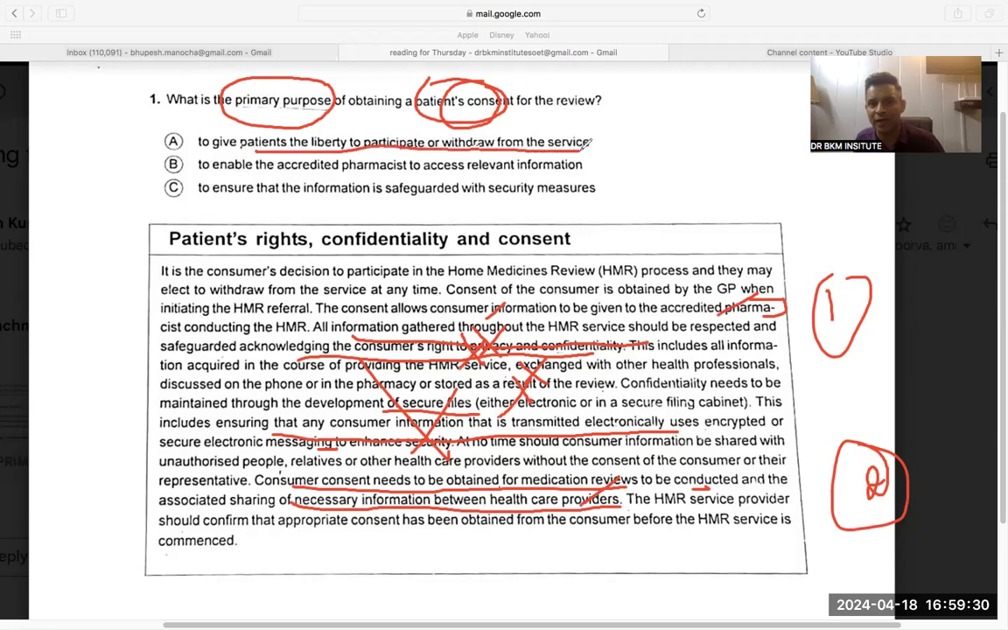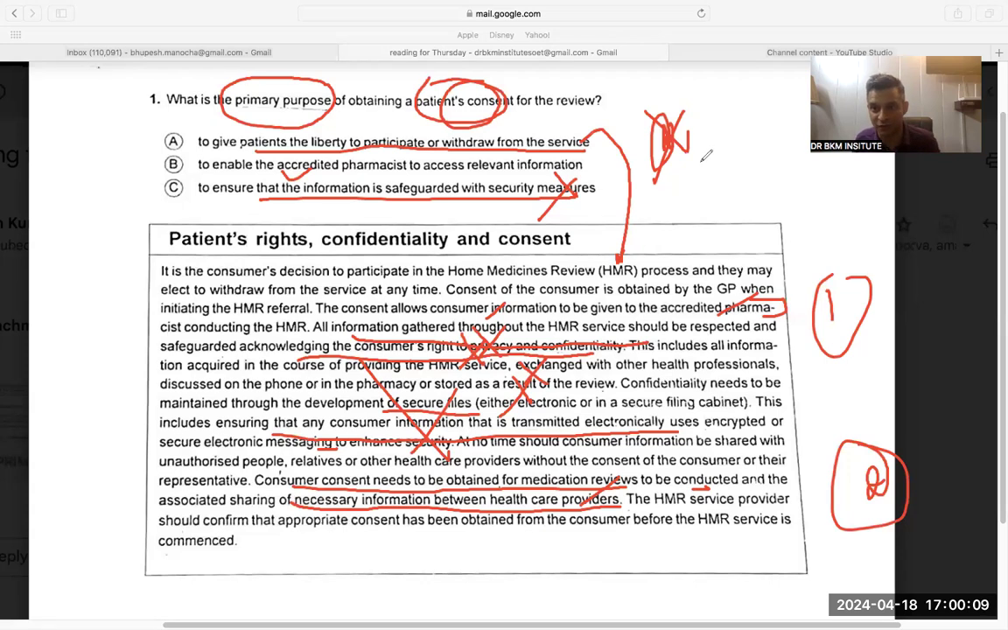To give the patient the liberty to participate or withdraw from the service. If you do not understand the purpose, you will pick it from the first line and will do A. But it is wrong because it is not the purpose. It is the way. It is the process. It is not the purpose. Then B we have already done. To ensure that information is safeguarded, this is not the purpose of the consent because the doctor takes consent to share the information. So if you had reacted like a proper and well-trained medical professional, the purpose of the consent is to share the information and to tell the patient if something goes wrong, then it is part of the operation. So we can't do that.